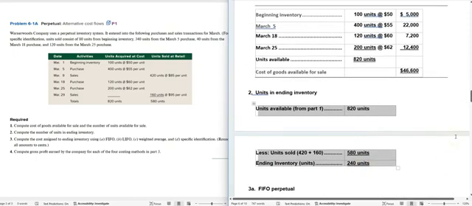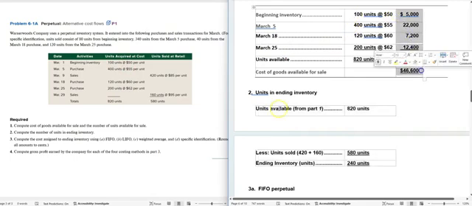Why are we doing this? Why are we calculating this? Well, stop and think about this. We know we were recording things into our inventory account at their cost when they were purchased, right? So we know that the amount that got recorded into the inventory account is going to be $46,600.